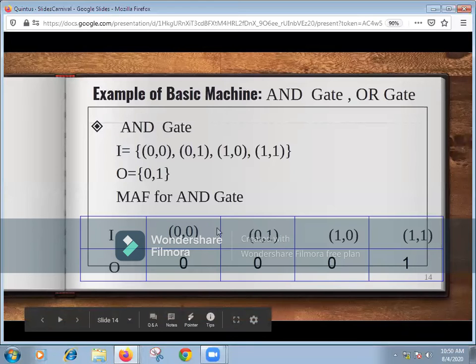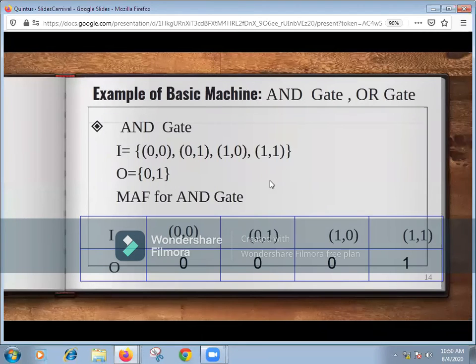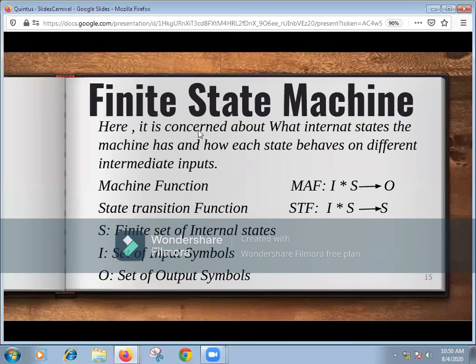So if we consider the AND gate as a machine, its machine function will look like this, where the input is given and you can produce the output as per the property of the AND gate. Okay, so this is what we have talked about: one basic machine. After the basic machine, we have to talk about the finite state machine. What we have just seen is one basic machine related to the AND gate. Similarly, you can calculate for the OR gate.